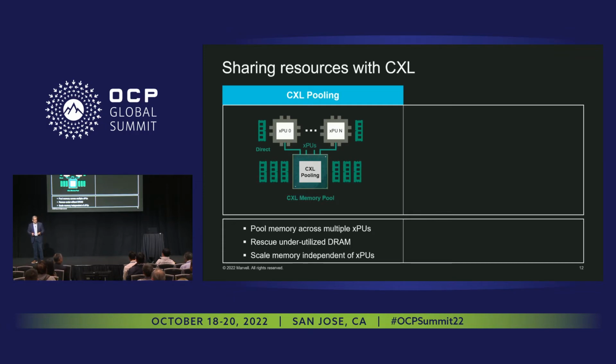With CXL pooling, you'll have either CPUs or even processors that can actually share this memory, and they can rebalance it across the different nodes or CPUs, depending upon the varying workloads. And this allows lower memory requirements, thereby saving overall cost inside of a system.